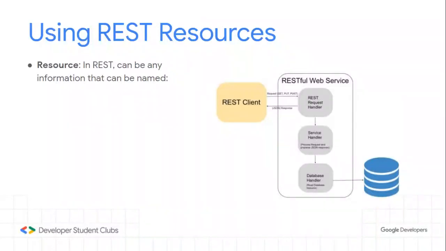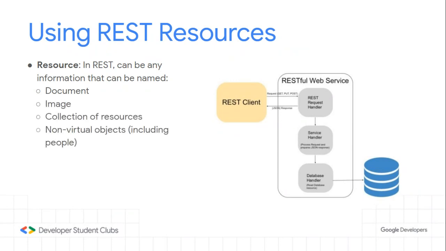All right, so in REST, a resource is key to getting things done. And that can be any information that can be named. That includes things like documents, images, any collection of resources. And in some cases, it can be described as non-virtual objects, and that would include people. Again, resources are the key abstraction to make the REST model work.